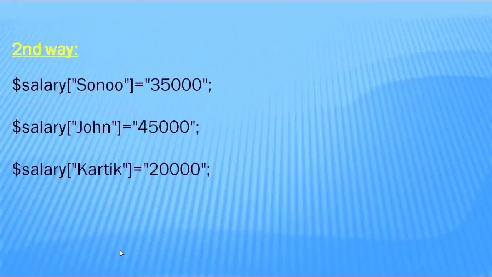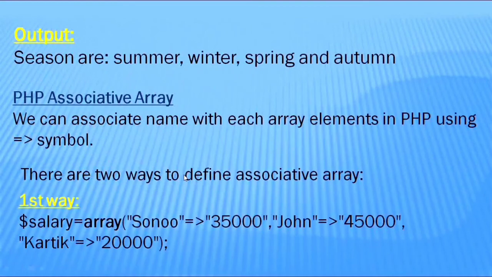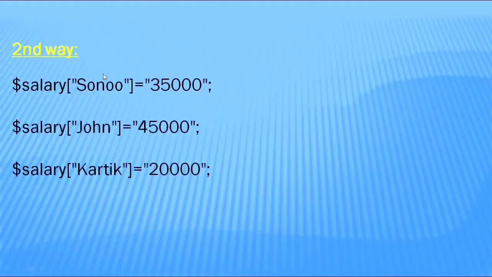And the second way is salary of Sonu equal to 35,000. This is the second way of declaration. If you look at this, salary of John equal to 45,000, salary of Karthik equal to 20,000. So two models are declared. The first model is this type, and the second model is index type. Okay.